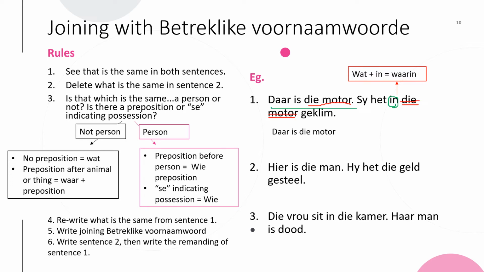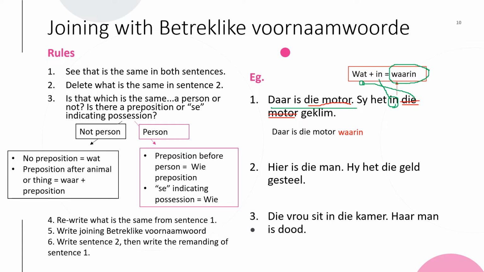Then we write our joining word, which we have made waarin. Where did this come from? The wat came from the fact that we have an object, die motor. The in came from the preposition before the object. So we write down our joining word, waarin. Then we write the rest of sentence 2 with the verb to the back.